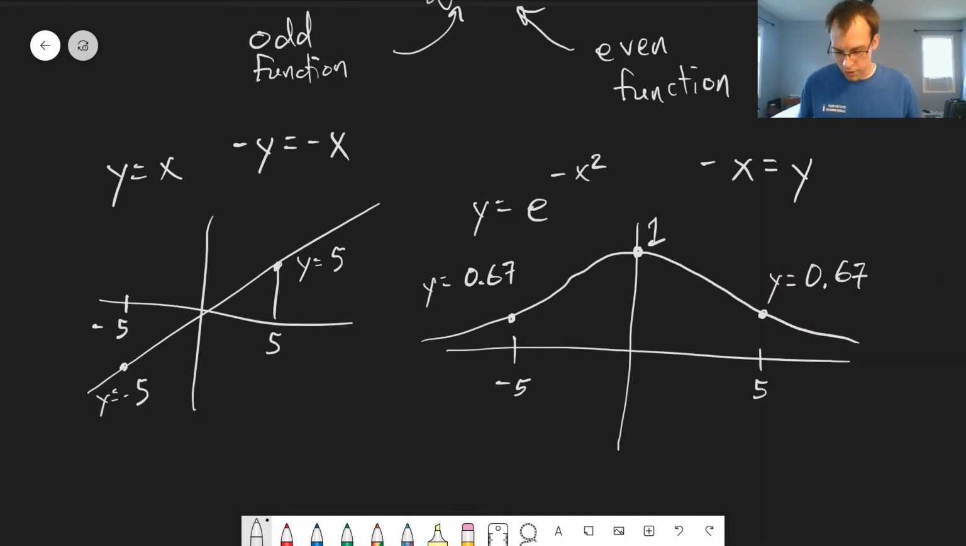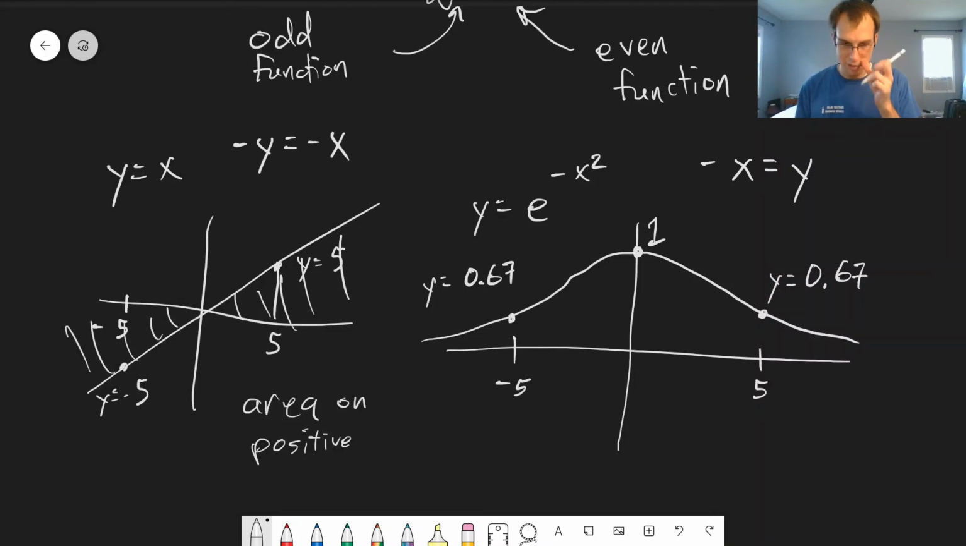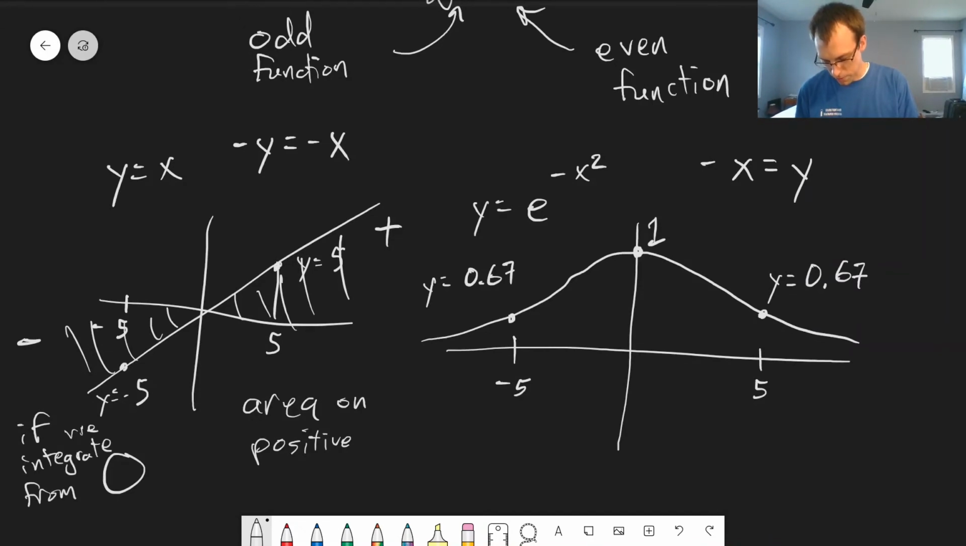So what's useful here is that if we integrate over all space over an odd function, all the area on the positive side will be canceled out by all the area on the negative side, because this side will be positive area, this side will be negative area, and overall we get 0 if we integrate over all space. So I'll be more specific, from negative infinity to positive infinity. Whereas if we integrate over an even function, we get not 0. We don't know what it will be. We have to actually do the math.